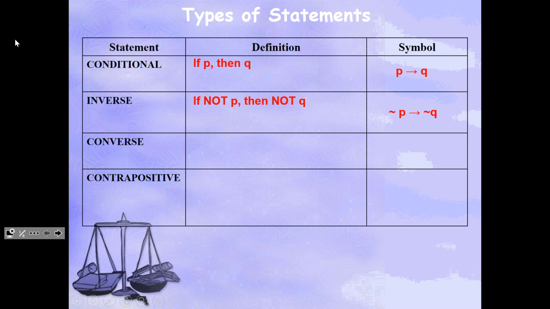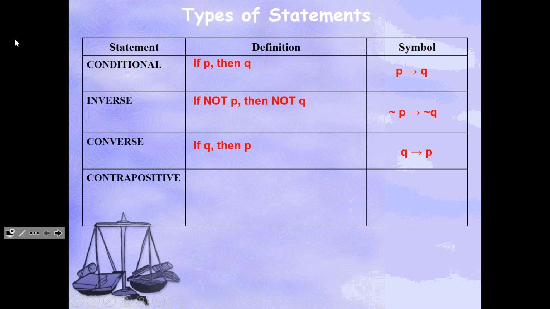All right. Then we have our converse. Your converse says if Q, then P. So it's going to flip your hypothesis and conclusion. So this one, you just added not. This one, you flip the order of your sentence. So where your conclusion was is now going to be your hypothesis, and where your hypothesis was, your conclusion will now be.